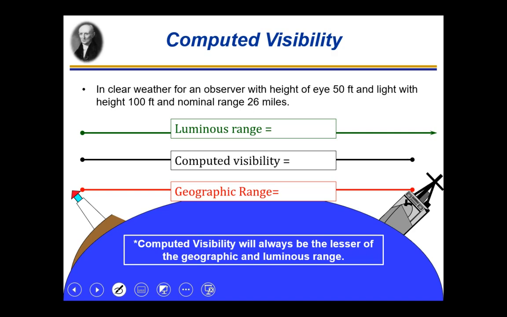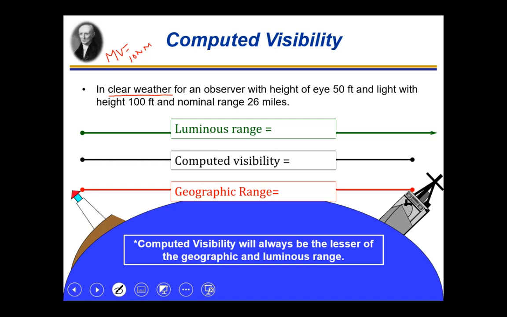So in clear weather, for an observer with height of eye 50 feet and light with height 100 feet and nominal range 26 miles, we need to calculate both the geographic range and luminous range in order to determine computed visibility. So as I went through, first thing I noticed is clear weather. So that's our meteorological visibility. Anytime you see clear weather, we know that equates to a meteorological visibility equal to 10 nautical miles.